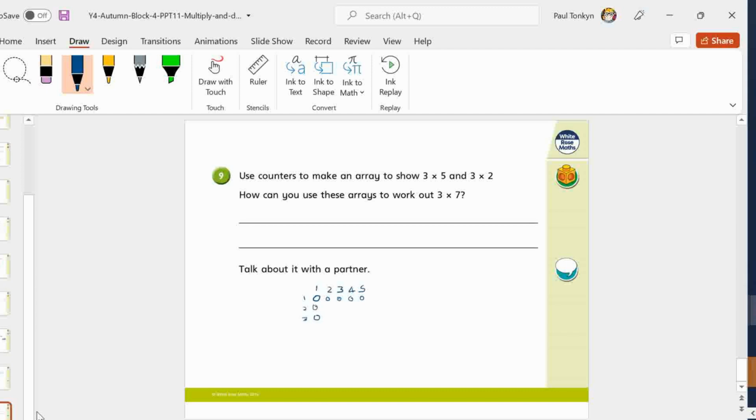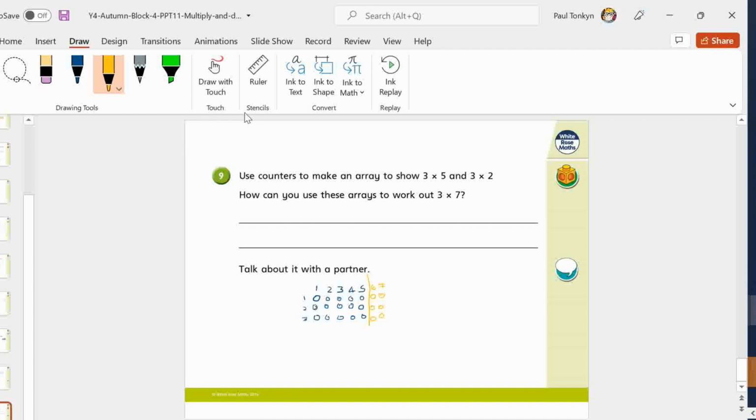Okay. Sorry, my counters are not very good. I'm sure you'll be able to do better designs. But then for the next one, I'm going to use a different color because it's 2 times. So then I've got to add here these 2. And that would be my 6, 7. Oh, that's not a very straight line.